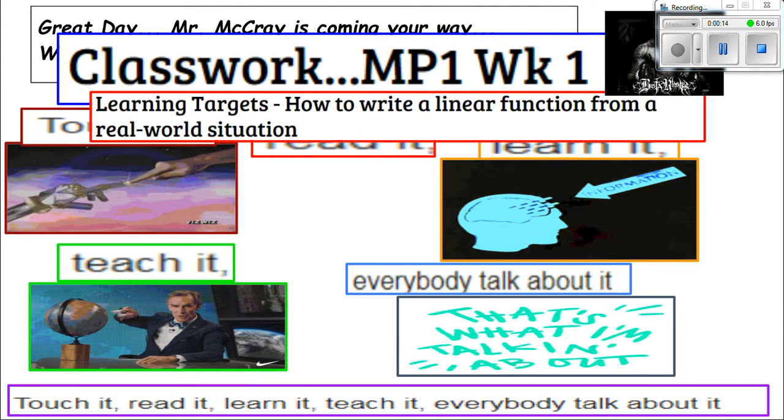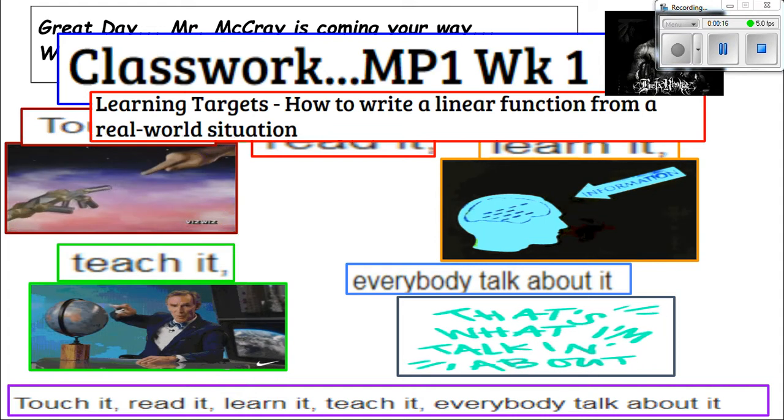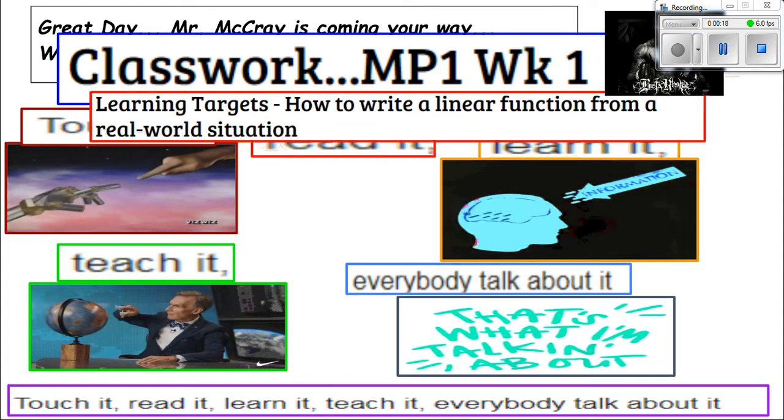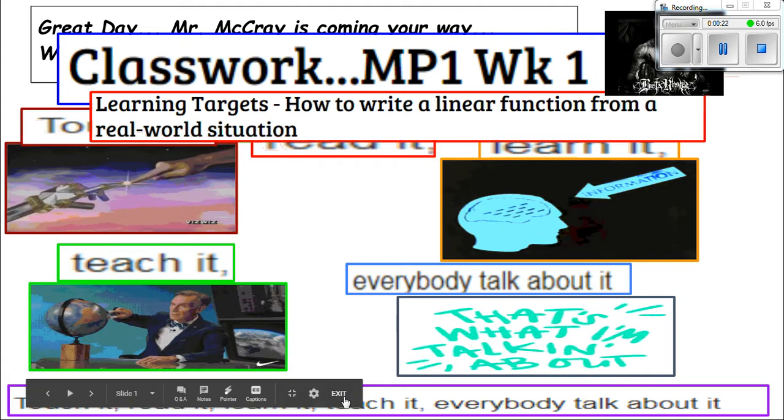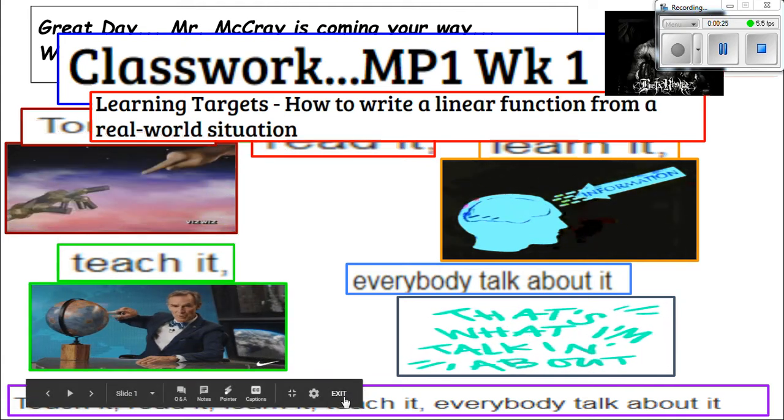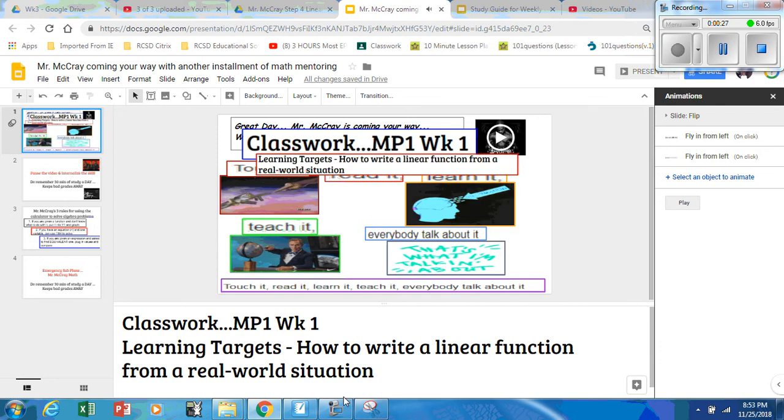All right, welcome back to part two, guys. Let's jump right into this. Learning targets: how to write linear functions from real world situations. Okay, so welcome back. Part two, we were just trying to get an idea of what a 100 by 100 burger actually looks like. And so here's what I did.